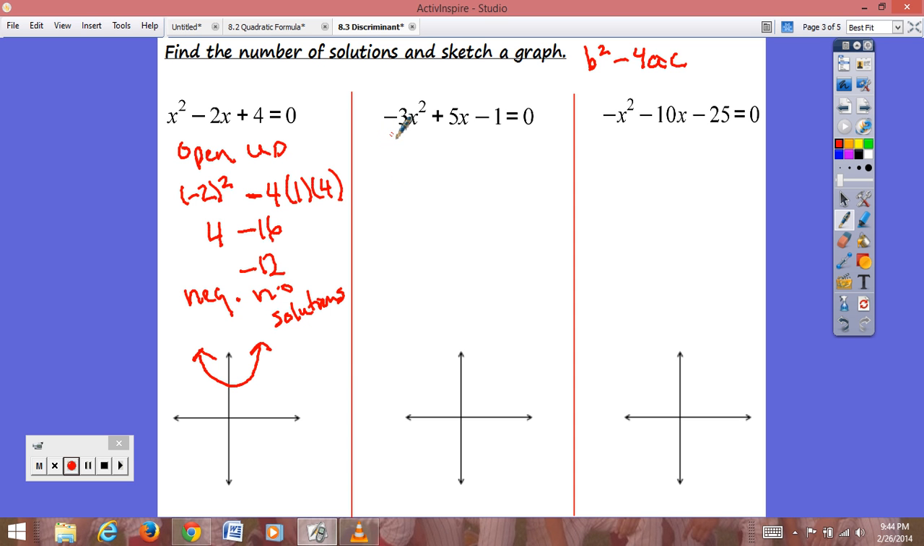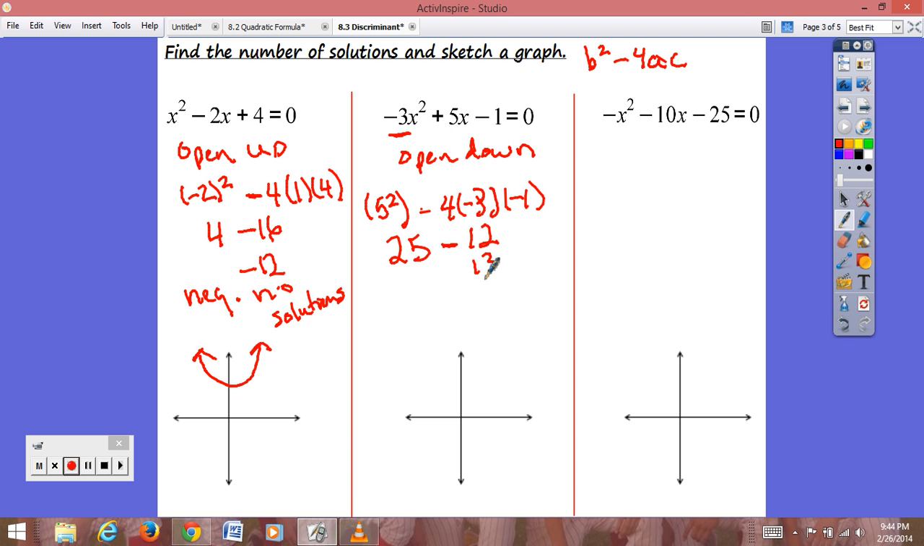Okay, so our second one, we have a negative a, so we know that it will open down. And we do our discriminant: 5 squared minus 4 times negative 3 times negative 1. We get 25 minus 12, which comes out to be 13, so that is positive. It will have two solutions. So if it's going to open down, it'll have two solutions, so it's going to touch that x-axis at two different places.